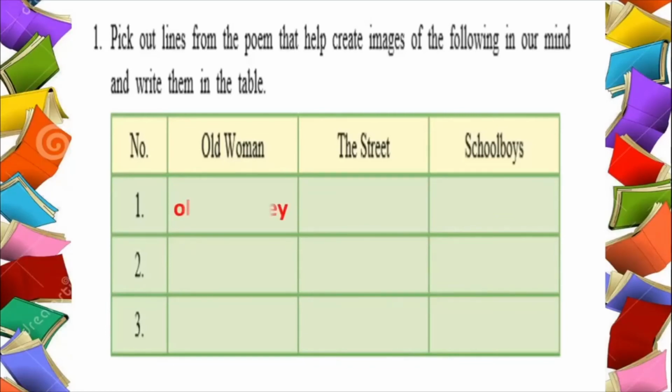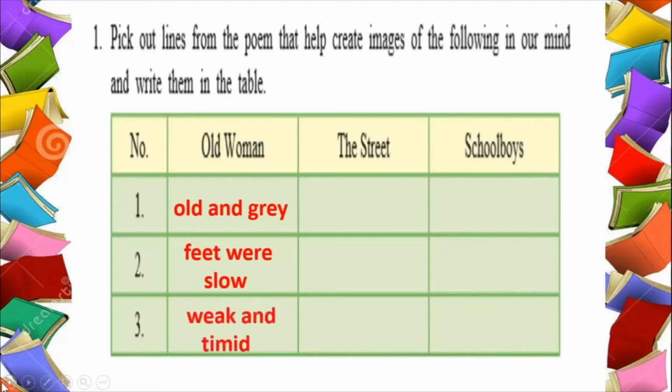So we have lines like old and grey. The moment you read old and grey, you think about a woman who's old and whose hair has gone grey. And then after old and grey, you have feet were slow. So she walks quite slowly. And then you have weak and timid. So these are the words or lines in the poem which help us to form an image of an old woman.